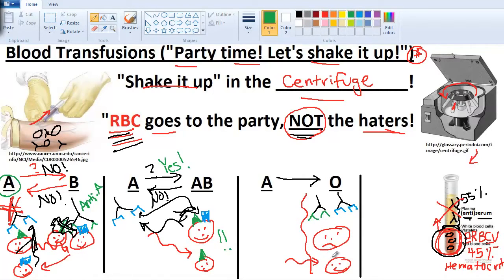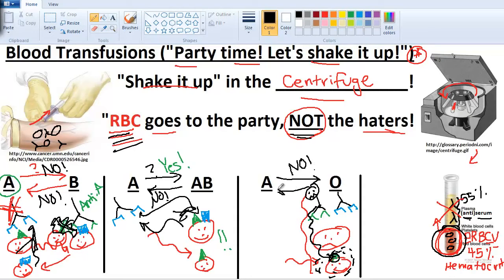And A is wearing the party hat. Look what's going to happen. Here comes this hater right here, right? He sees A. He's all mad. He's coming down here. He's going to grab, latch onto that. And we're going to get, what's that word? Coagulation or agglutination. So, no, A cannot donate to O.